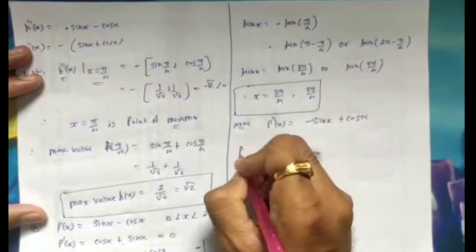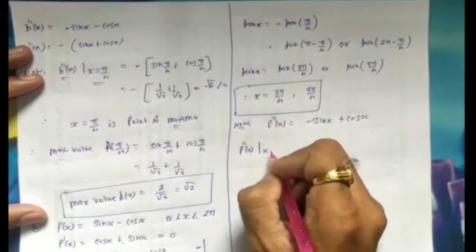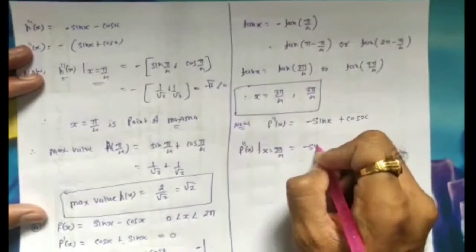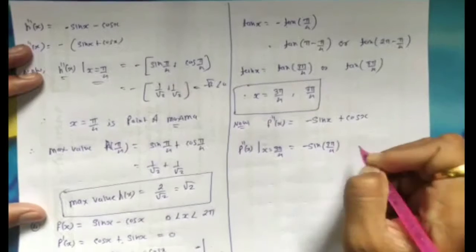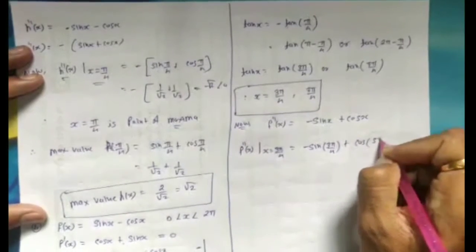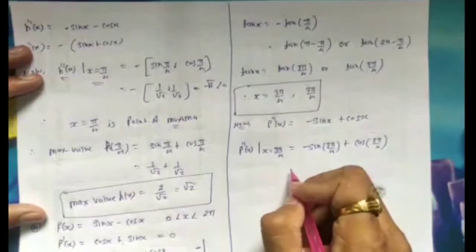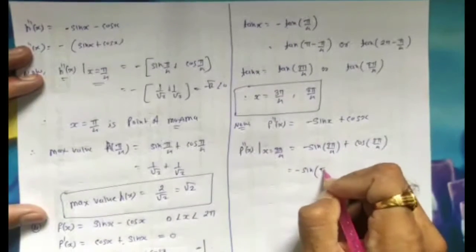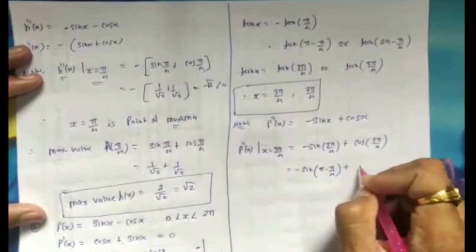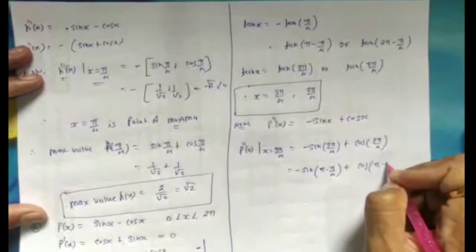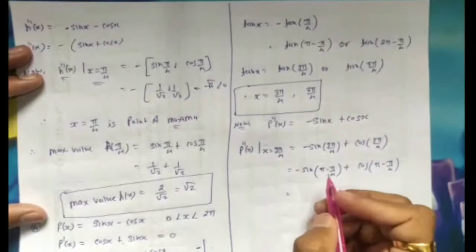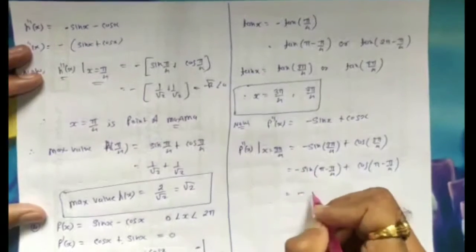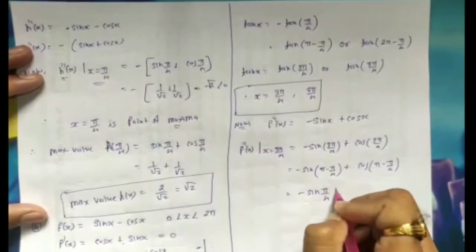So now f double dash x at x equal to 3 pi by 4. So this is equal to minus sin 3 pi by 4 plus cos 3 pi by 4. This is minus sin 3 pi by 4, which is nothing but pi minus pi by 4, plus cos of pi minus pi by 4. So sin of pi minus pi by 4, sin will be positive, but negative sign is there. So it's minus sin pi by 4.